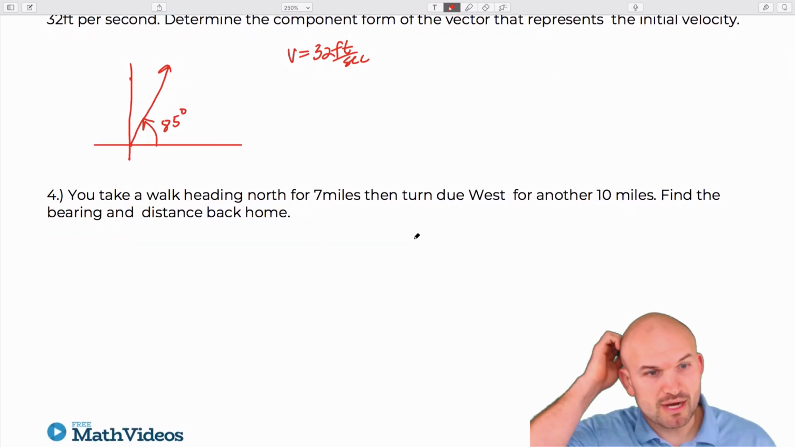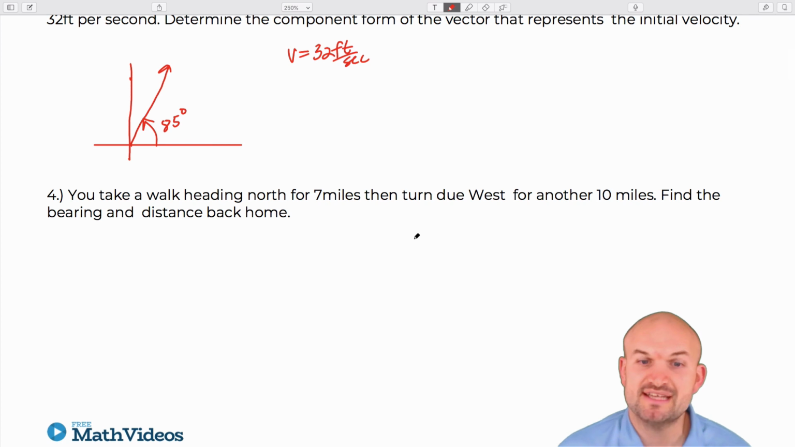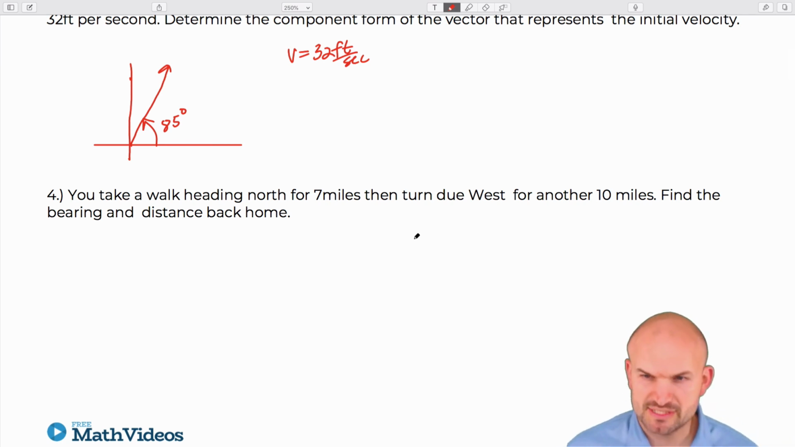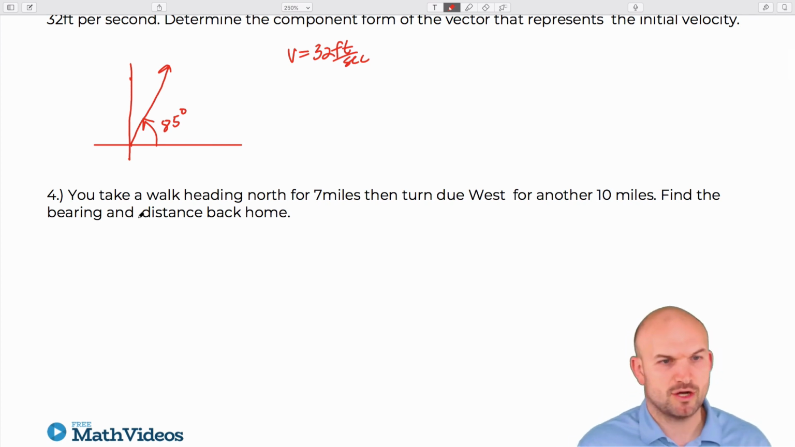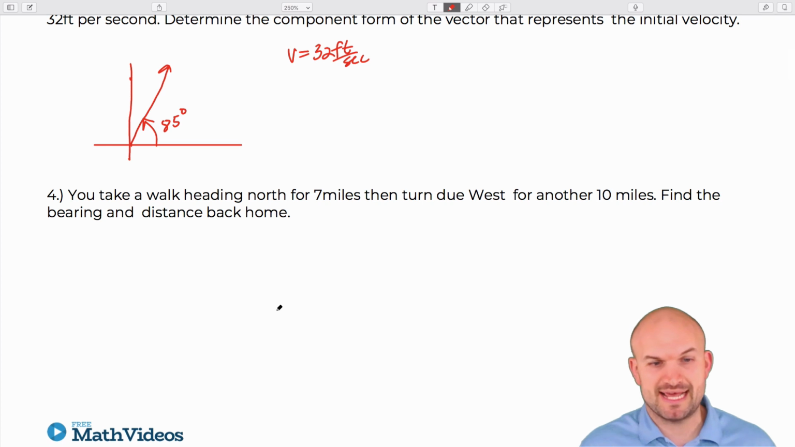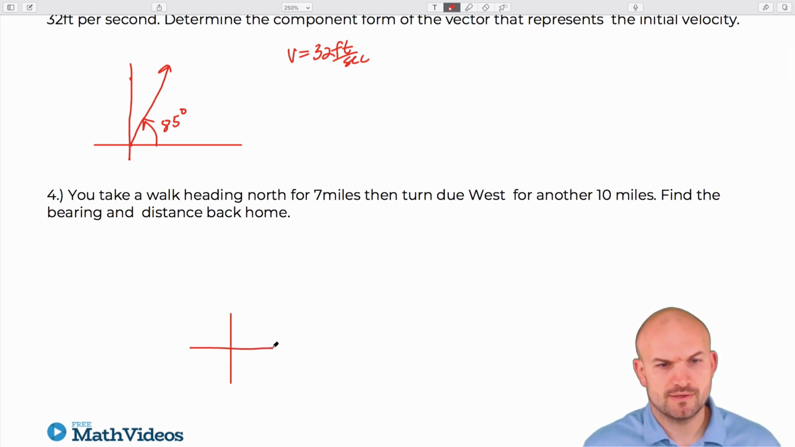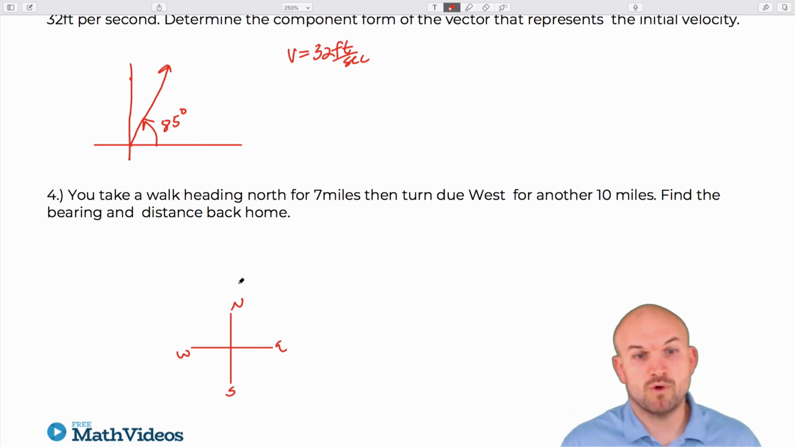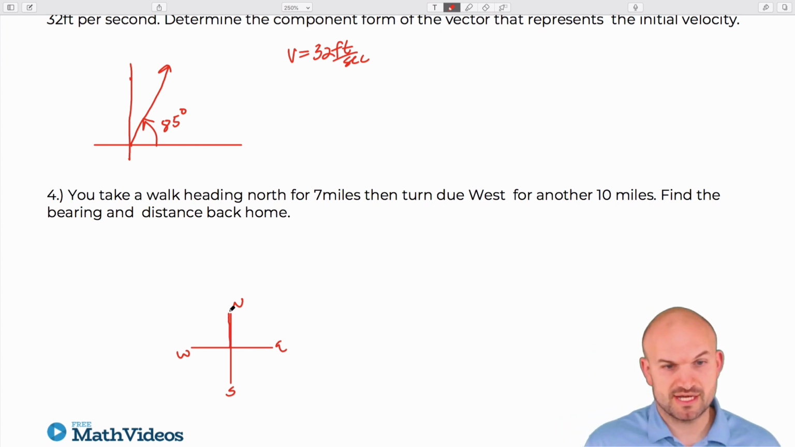The next one is you take a walk heading north for 7 miles. Then you turn west for another 10 miles. Find the bearing and the distance back home. So whenever we have something with bearings, like you're going north, west, east, whatever, you're going to want to create a compass heading. So the first one, I'll have north, east, south, west. All right, so then it says you're walking north for 7 miles. So I'm just going to say something like this. All right, so I'll say 7 miles.